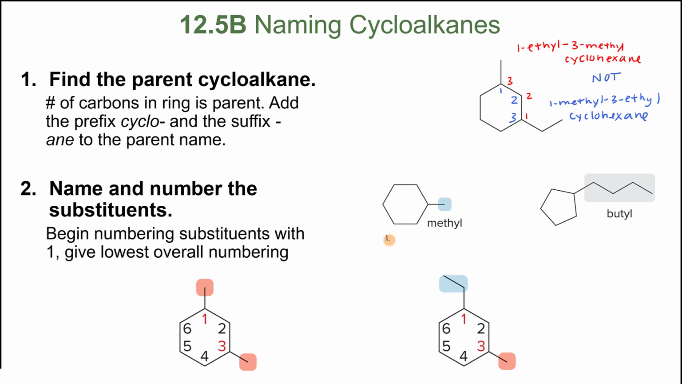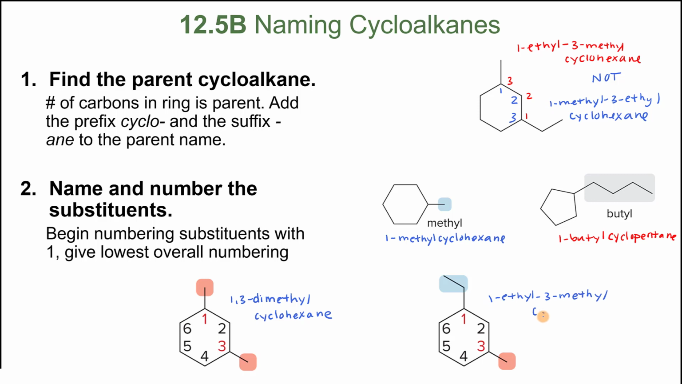If there's only one substituent, it's assumed to be at 1. This is 1-methyl cyclohexane. If I have 4 carbons coming off, this is 1-butyl cyclopentane. And down here we have 1,3-dimethyl cyclohexane. And this would be the same as the one we did up there. This is 1-ethyl, 3-methyl cyclohexane.